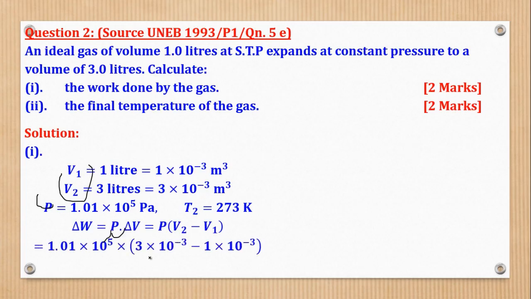So pressure is here and change in volume is there. Use a calculator to come up with 202 joules. That was Roman 1. What about Roman 2?